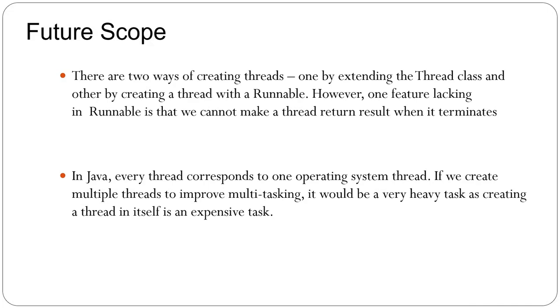Now the future scope and future developments of threads. There are two ways of creating threads in Java. One is extending the thread class and the other is creating a thread with a runnable. However, one feature lacking in runnable is that it cannot return a result when the thread terminates. So one thread can be used anytime. And next, in Java, every thread corresponds to one operating system thread. If we create multiple threads to improve multitasking, it would be a very heavy task, as creating a thread is in itself an expensive task. The world is right now working on it.